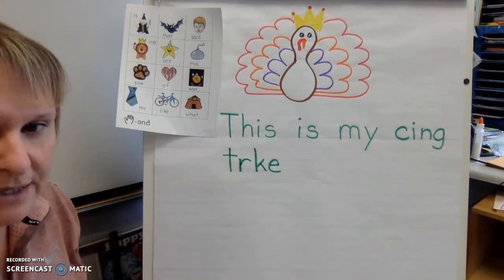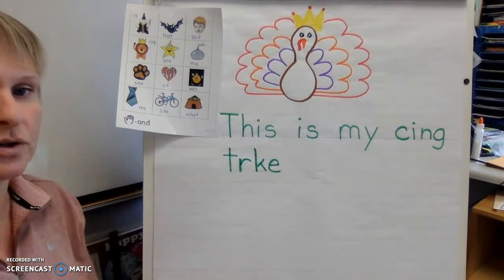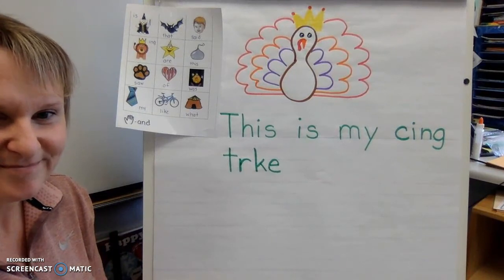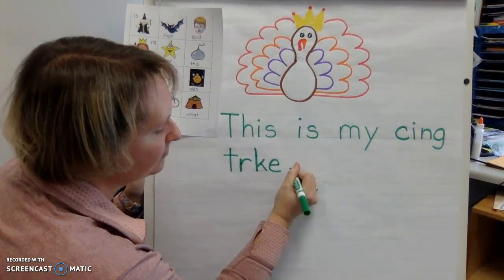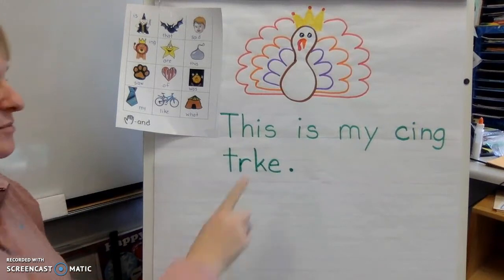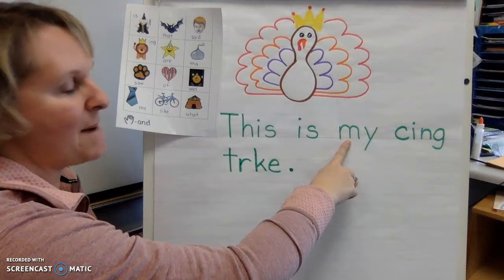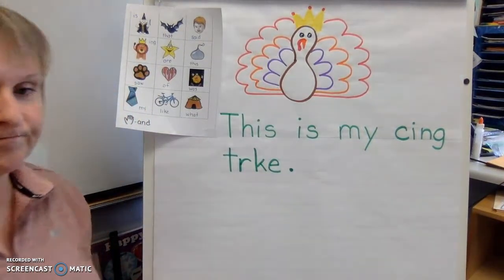Now, who can tell me what do I need to put at the end of my sentence so I know that my story is done? Ethan, what do I put at the end? Period. A period. Very good. Okay. So now I'm going to go back and read it. Everyone read with me. Say, this is my king turkey.